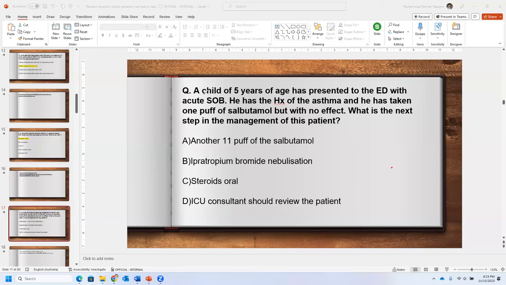All right. A child of 5 years of age has presented to the emergency department with acute shortness of breath. He has a history of asthma. He has taken one puff of salbutamol, but with no effect. What is the next step in management of this patient? Another 11 puffs of salbutamol, ipratropium bromide nebulization, oral steroids, or the ICU consultant should review the patient.